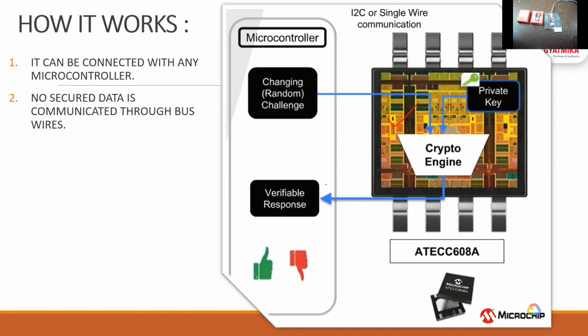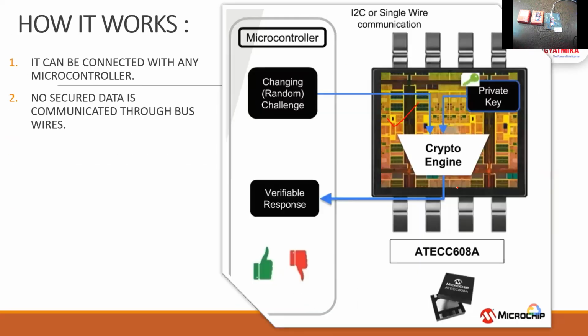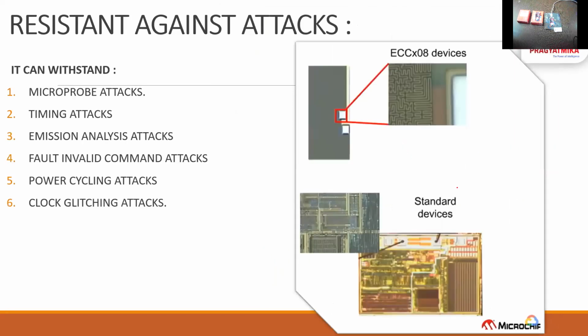the information exchange related to the JWT tokens can happen over this I2C bus or the single wire bus. This crypto engine can be connected with any microcontroller, and there is no secure data communication. It is only the information exchange related to the tokens that is happening. None of the secure information, like the keys, is transmitted through the bus. So that's how we can see the small communication network.